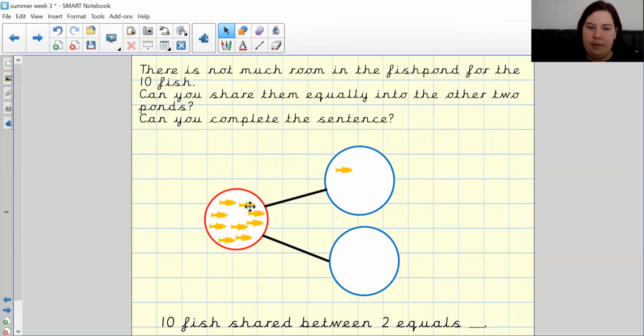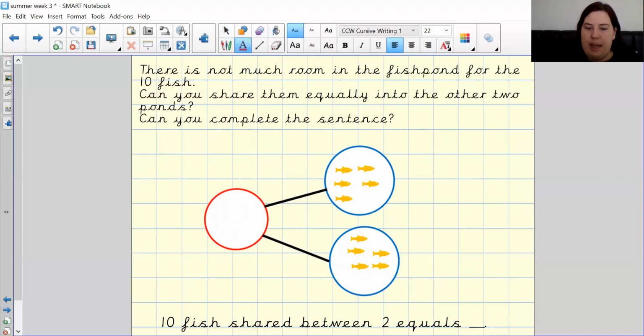Let's do it. 1, 2, 1, 2. And I'm going to continue doing this until I have no more left in my whole. So I've shared them equally and now I'm going to count the group. 1, 2, 3, 4, 5. So 10 shared by 2 equals 5.